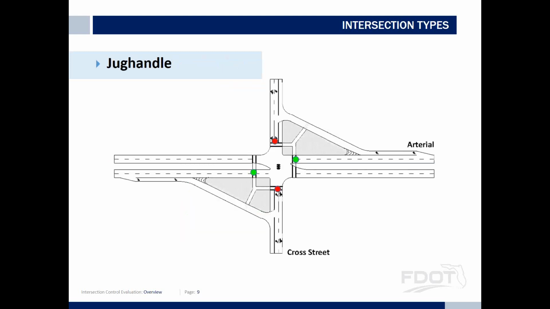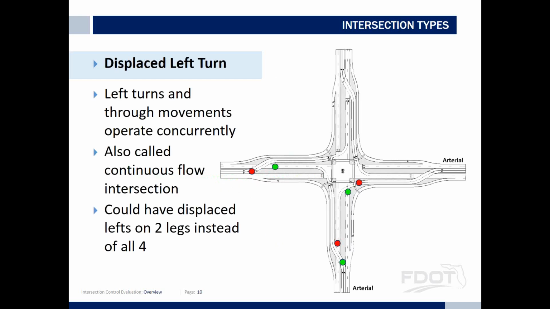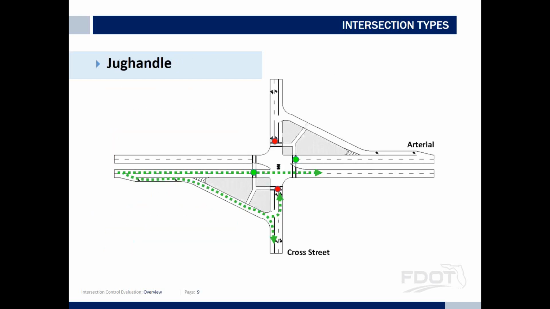Another type of intersection is the jug handle. You've seen these around, and the way they operate is basically you can make a left turn maneuver by utilizing the jug handle street and actually making a left on the cross street. So you'd be able to set up your maneuver or your left turn utilizing the approach to the cross street on the arterial. A little bit different.